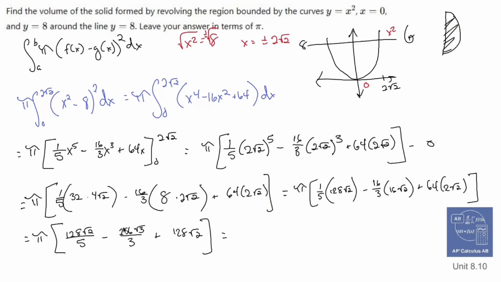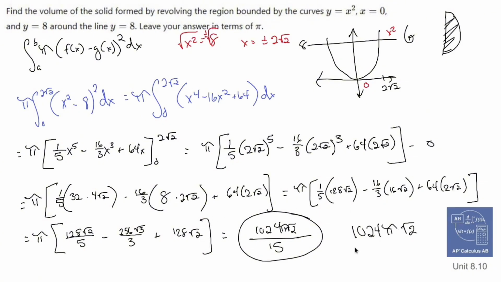Multiply by 3 over 3, multiply by 5 over 5, multiply by 15 over 15. I'm just going to wave my hands around a little bit and just tell you what the answer is. You're just going to have to trust me on this one. Pi is going to live here. But boy, is that awful. Let me write that out one more time: 1024 pi root 2 over 15.